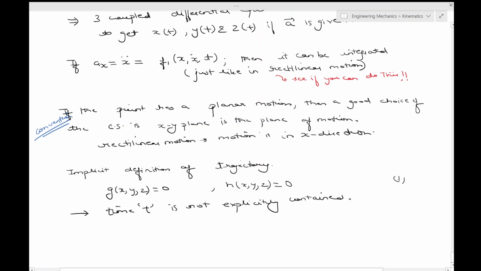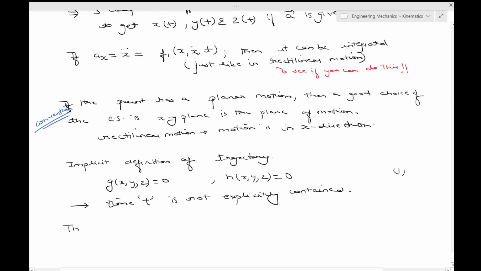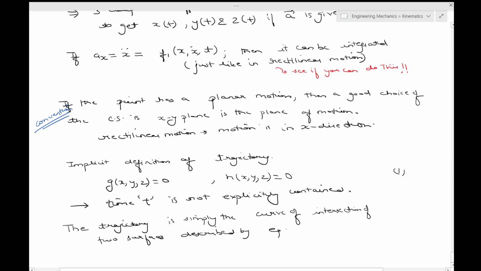So what would the trajectory be? Well, it will just be the intersection of these two, g is equal to 0 and h is equal to 0. The curve of intersection of two surfaces described by equation 1. Equation 1 is over here.